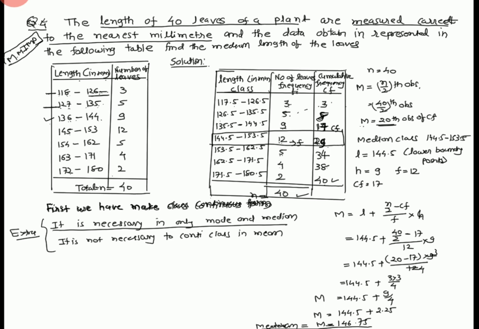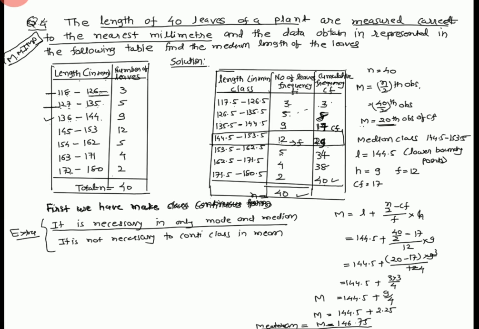Now continuous form is necessary only for mode and median. It is not necessary to find the mean. Only in mode and median it is necessary, because in the formula we have to write the lower boundary point. Now the number of leaves, frequency: 3, 5, 9, 12, 5, 4 and 2, total 40.